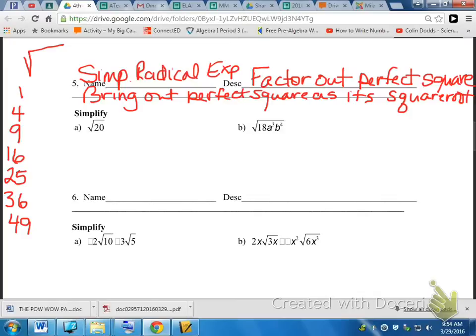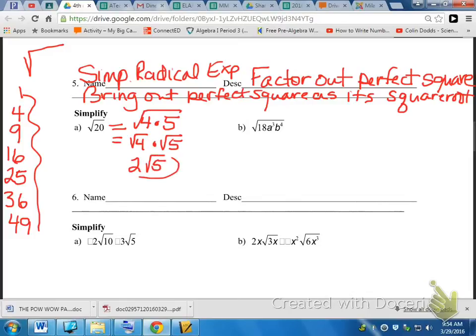So, what you need to know now are your factors. So you need the factors of 20. You need to look at this list and see if any of those numbers are factors in 20. So in 20, that does break down to 4 times 5. 4 is a perfect square. That's a factor in 20. Okay, so what that means from this point on, you would break this apart, square root of 4 times the square root of 5. So you bring out the perfect squares. What's the square root of 4? 2. So you would write 2 square root of 5, and that is your final answer.